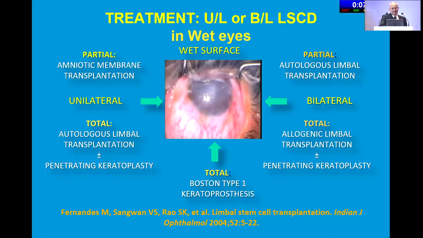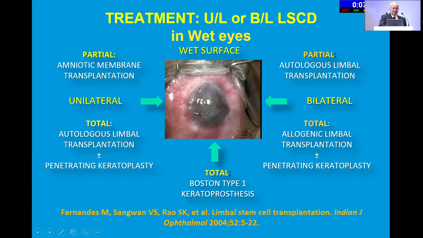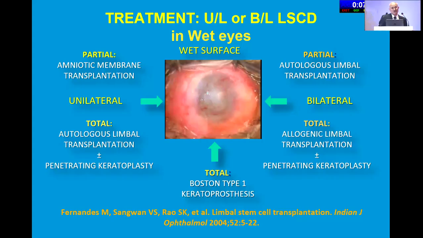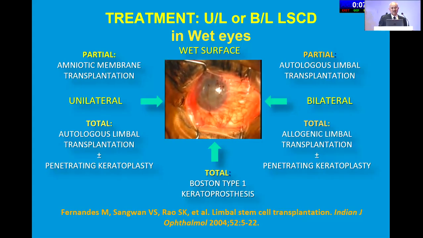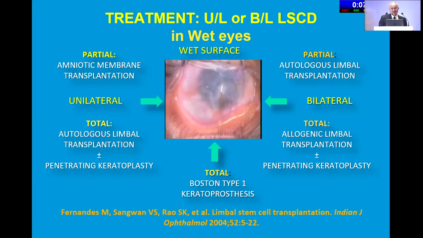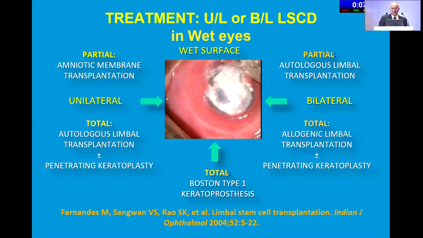For limbal stem cell surgery, the cornea should be wet. There should not be any anesthetic component, and for an autologous transplantation, a wet eye is preferred. In SJS and OCP, generally the outcome of these treatments is not very good.